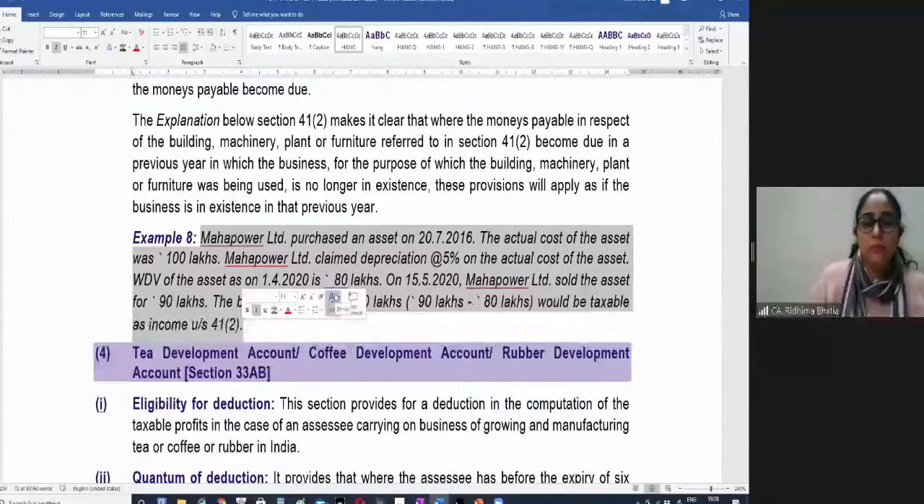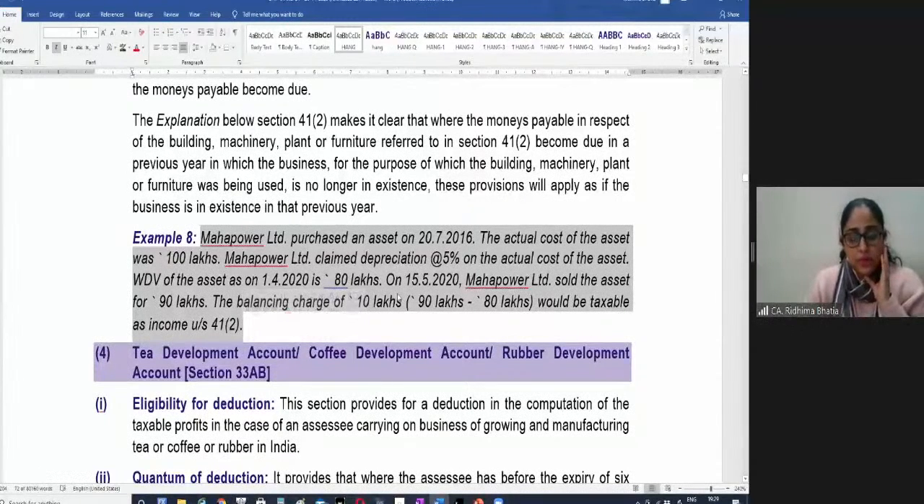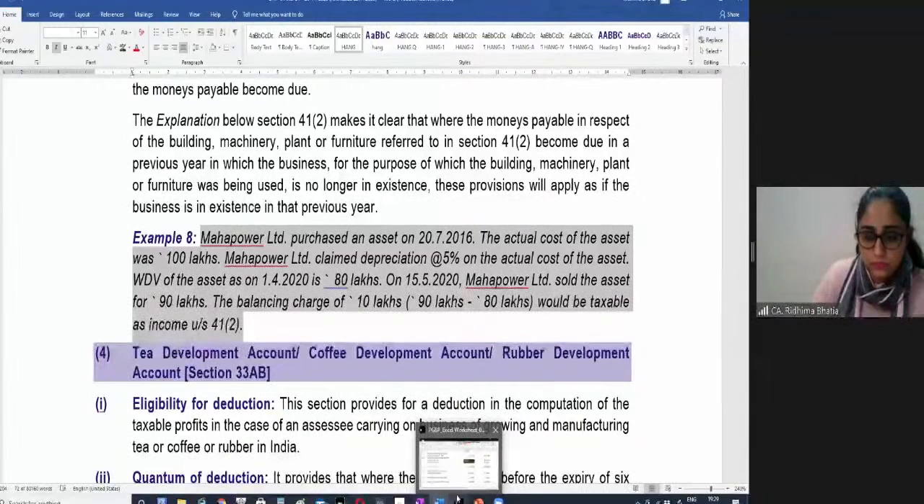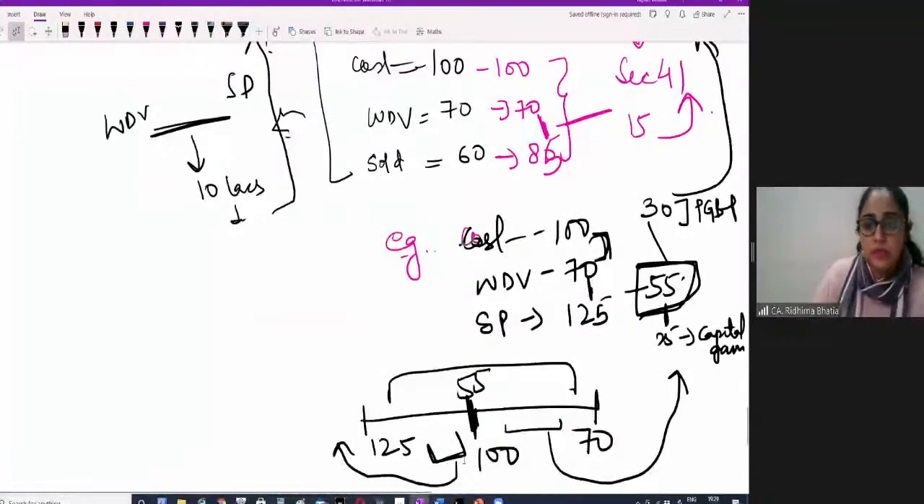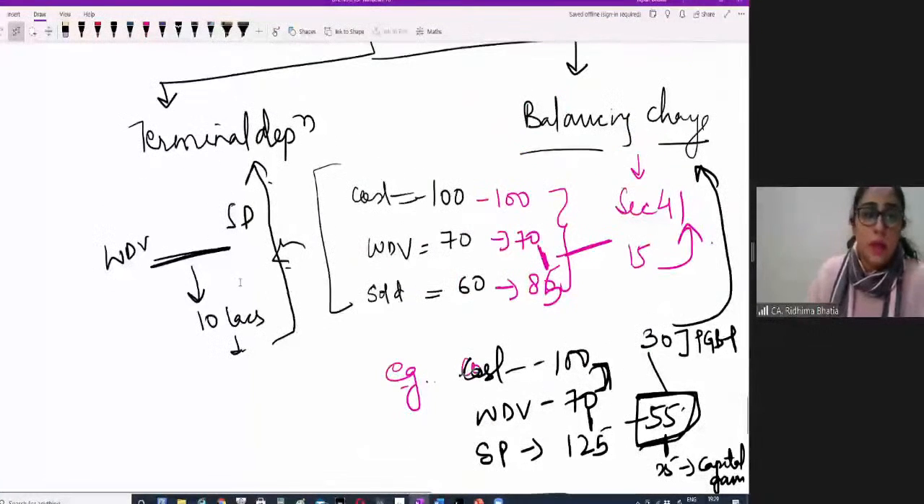Now for the balancing charge. Again, on the same things, instead of a sale price of 55 lakhs, the sale price now is 90 lakhs. WDV is 80 lakhs, but the sale price is 90 lakhs. The balancing charge would be 10 lakhs, which would be taxable as my income under section 41, subsection 2. Clear? And for the remaining understanding, you can see these three cases. Terminal depreciation is the black, balancing charge is the pink and green.